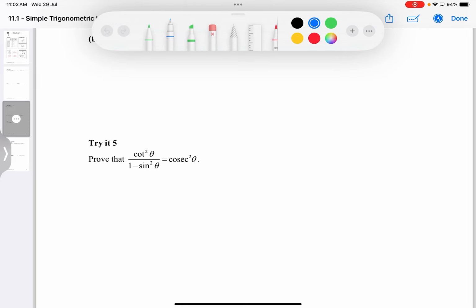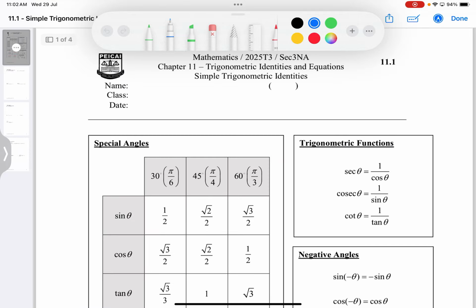Pi is in radian, what do you mean? Yes, radian mode, correct. Okay, so we're going to do one question from chapter 11.1, this set of worksheet.